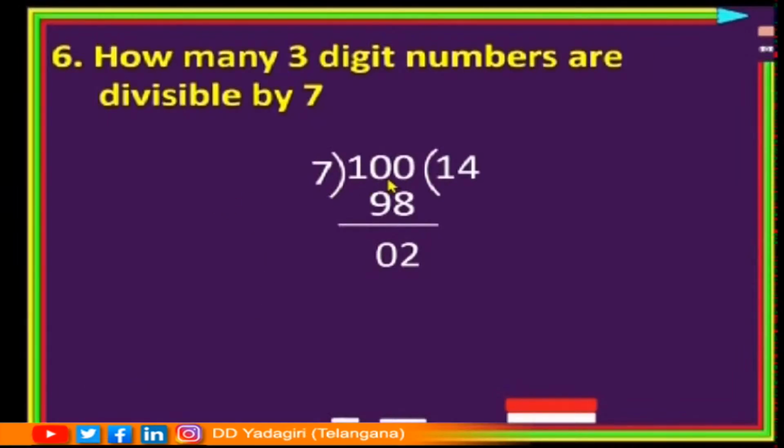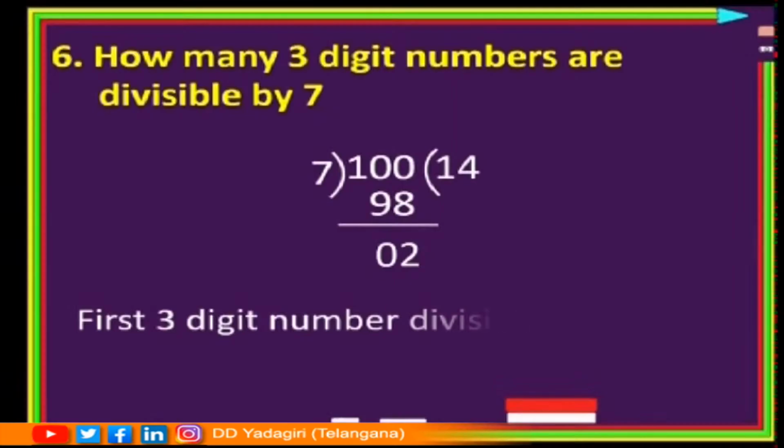So for that, first, what is the smallest 3-digit number? 100. Okay, so divide by 7, we will get remainder 2. That means we should add 5 more. 14 into 7 is 98. 14 sevens are 98, right? What is 15 sevens? 105. So after 98, the number 105 is divisible by 7. 100, 101, 102, 103, 104 are not divisible by 7. The starting 3-digit number which is divisible by 7 is 105.